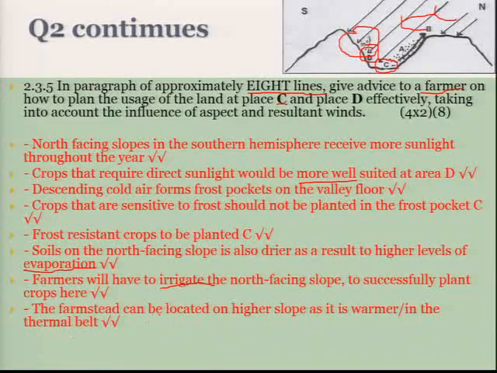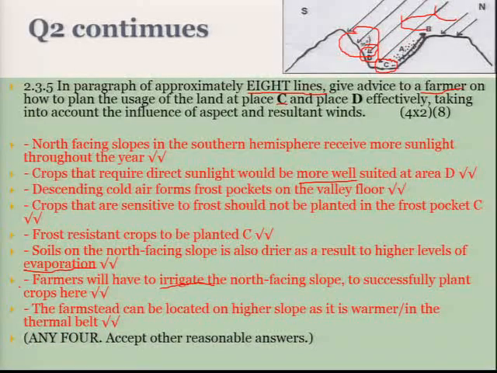The farmer will be expected to irrigate all this north-facing slope to successfully plant on it. And then the farmer can be located on the higher slopes, which are warmer in the thermal belt. Colleagues, let's take any 4 of them, accept any reasonable answer from our learners or candidates, and we'll proceed after we take our break, and then we'll discuss it. Like I said, please feel free to contact me so that we beef up this geography. Thank you very much.